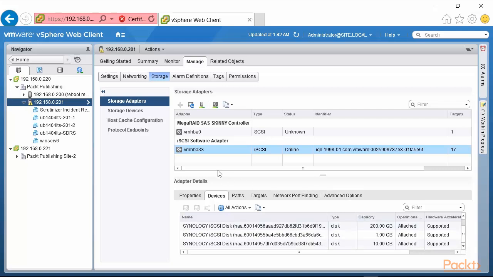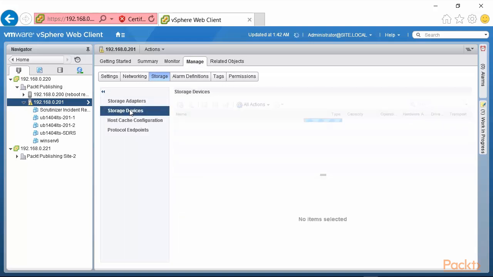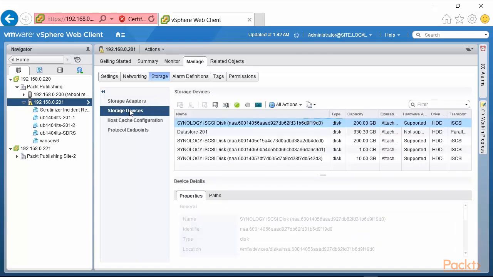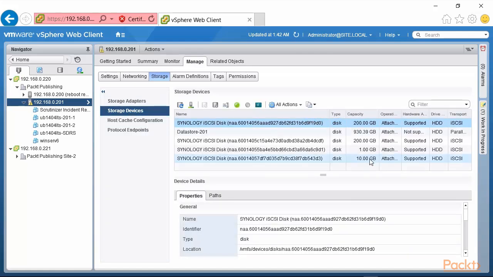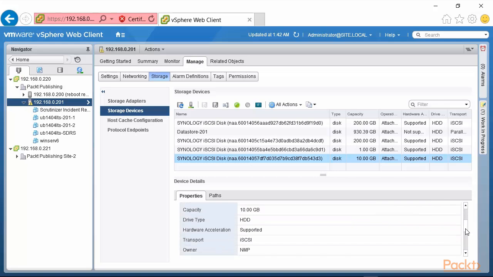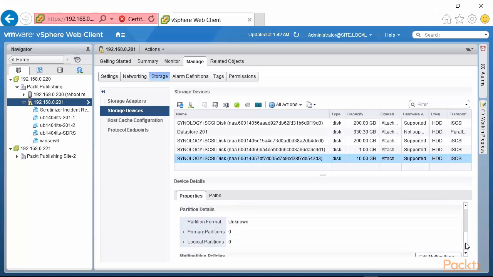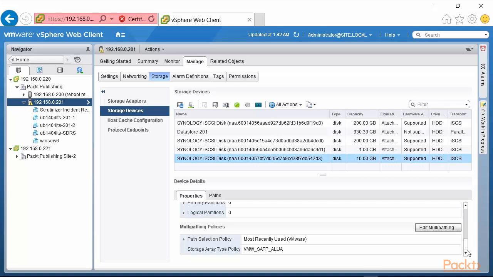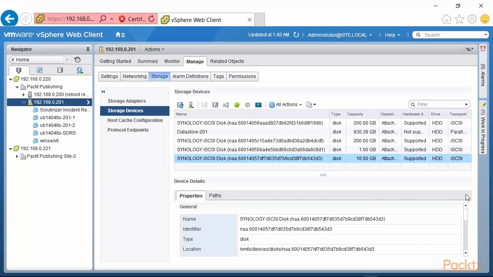We can take a very quick look at our storage devices here. So these are the individual devices. They are attached. Click on this one. It gives me all the information that we've seen before when we looked at our storage from the command line. We edited the multipathing and everything else earlier as well. So we saw how all that actually did work. So that's basically it with iSCSI.